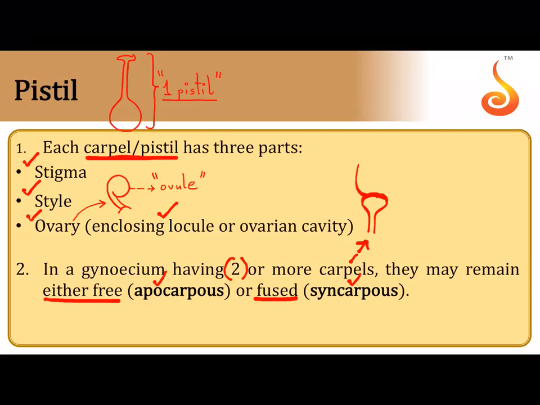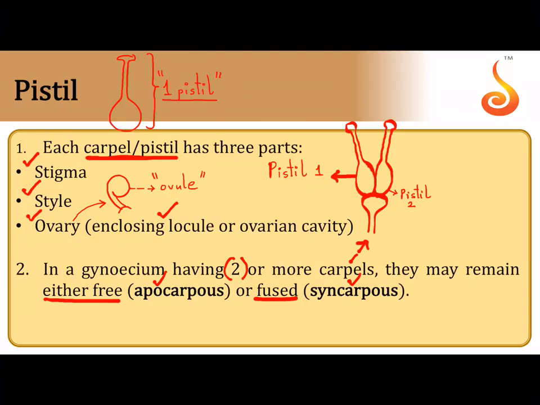Say for example, I am drawing 1 and 2. So how many carpels are these now? This is a carpel. Let me use the word pistil, since that is what is routinely used in your NCERT as well. So this is pistil 1 and this is pistil 2. Now see this and tell me, are they fused or not? They are not fused. They are very well independent of each other.